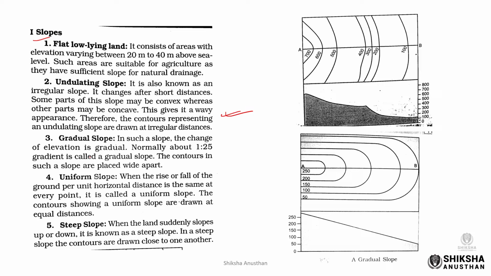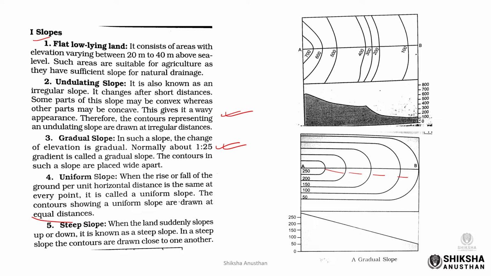Then gradual slope. In such a slope, the change of elevation is gradual. Normally, a 1 is to 25 gradient is called gradual slope, and the contours of such a slope are placed wide apart, as you can see in the figure. They are wide apart. Then uniform slope. When the rise or fall of the ground per unit horizontal distance is the same at every point, it is called a uniform slope, and the contours showing a uniform slope are drawn at equal distances.